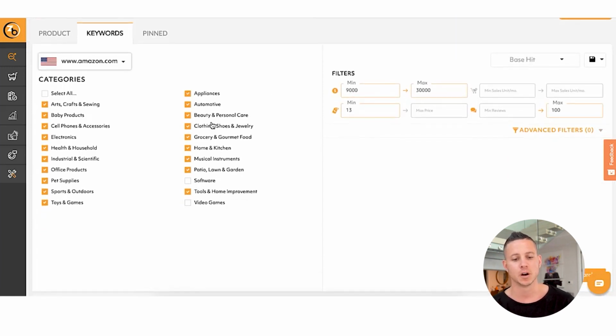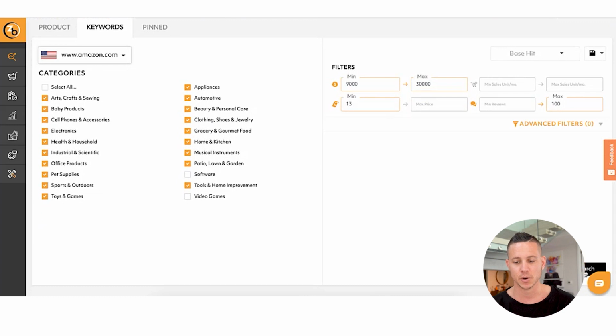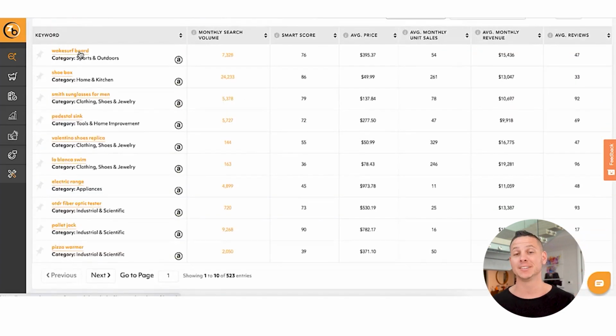What this is gonna do is it's automatically gonna select many different products for us. And then we're gonna go ahead and click search. Now what we can see is, instead of returning individual products, right, what Zonbase did is it went out and found the averages of this particular search term, right?